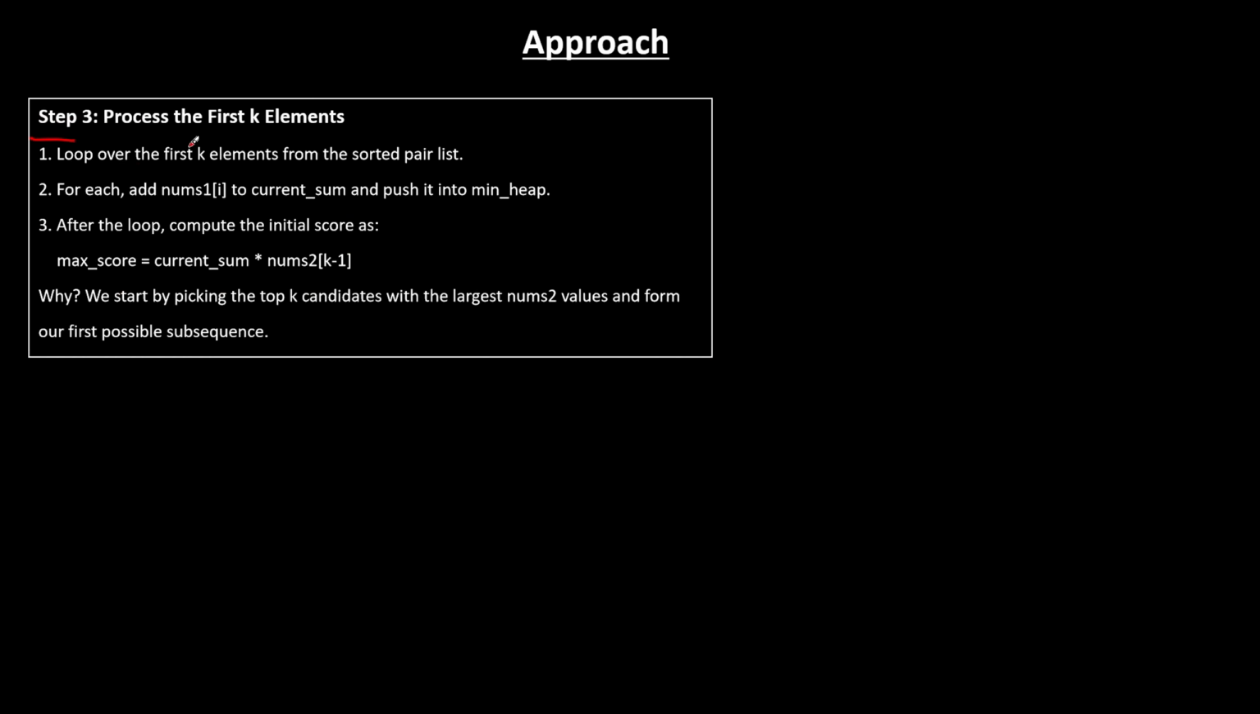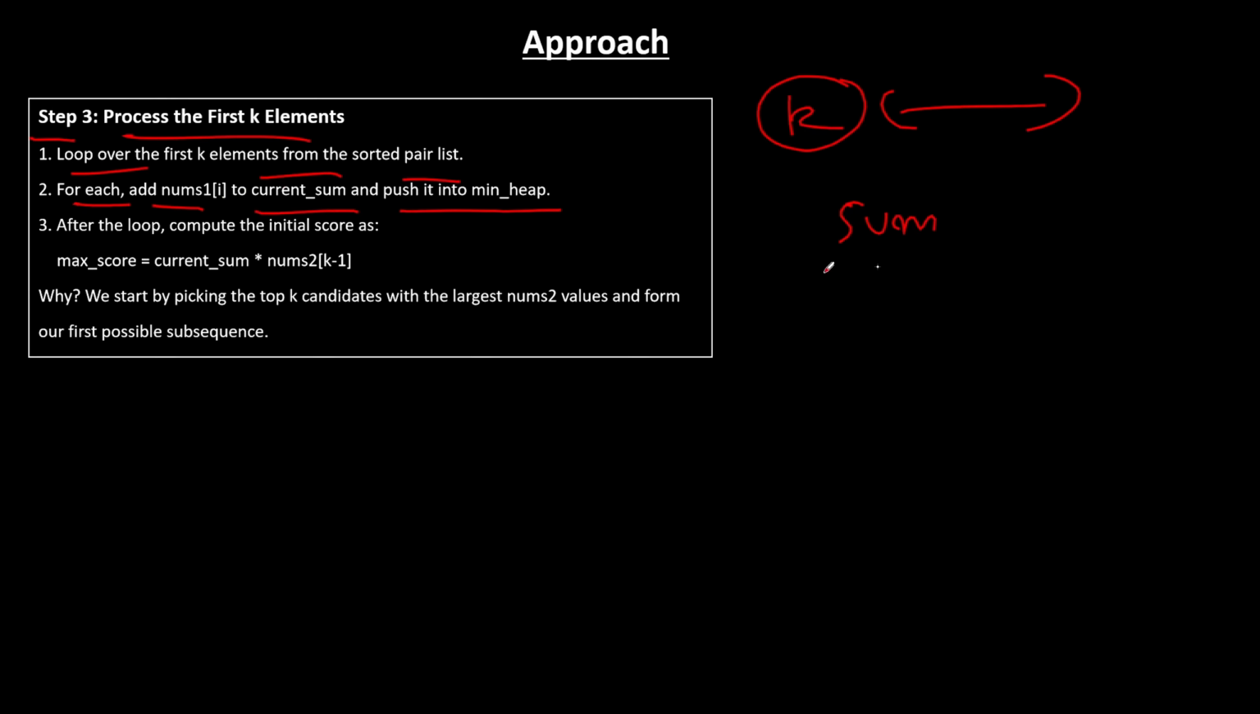We want to maintain the highest possible nums1 sum efficiently while only keeping k values at a time and calculate the score as we go. Now at step 3, we process the first k elements initially, as I explained earlier. We loop over the first k elements from the sorted list of pairs, and for each, we add nums1 into the current sum and push it into the min heap. Simple as that. In the current sum, we keep adding the values, create a sum of k values, and put that value into the min heap.